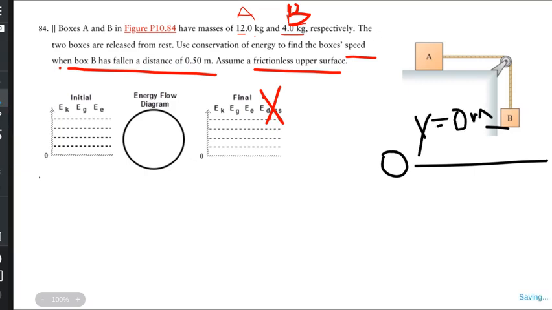Maybe my finger will just work better. We might try that. Okay. So I chose this problem because it's a little bit more of a complicated system, right? Because we have two objects. So let's go ahead and define our system.